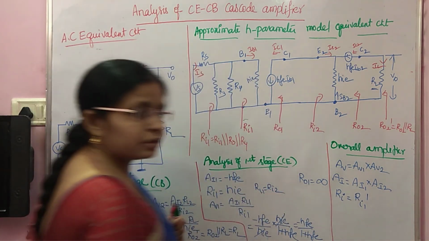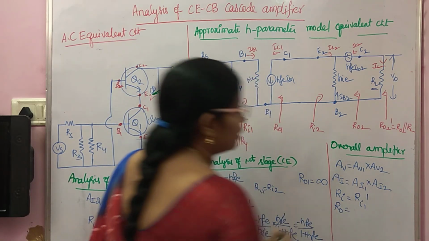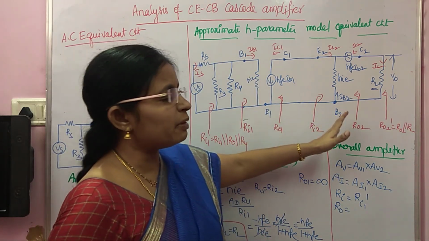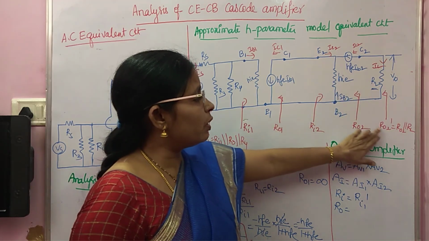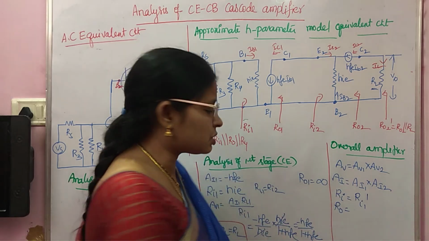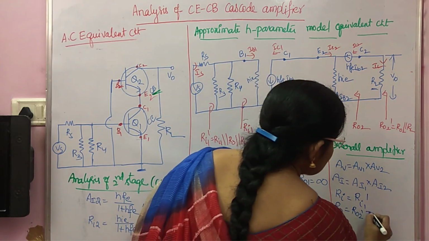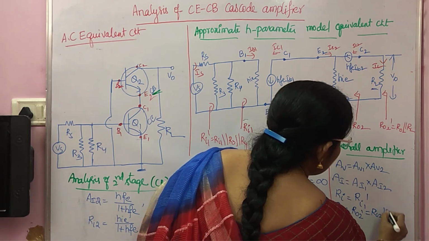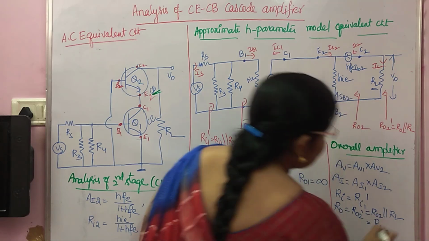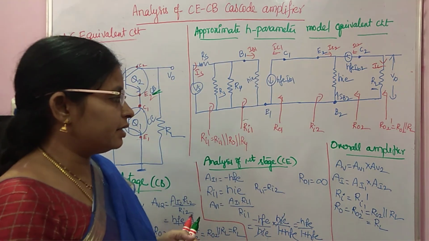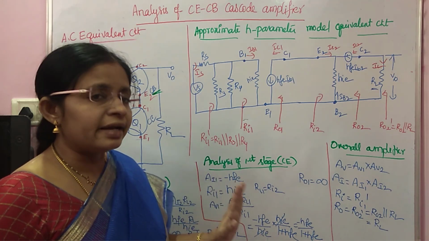amplifier is Ri1 dash. Then what about R naught of the total amplifier? R naught of the total amplifier is nothing but the output impedance of the second stage. What is the output impedance of the second stage? R naught 2 dash. R naught 2 dash is R naught in parallel with RL, which is nothing but RL as R naught 2 is infinite. So we're left with two things, AVS and AIS.